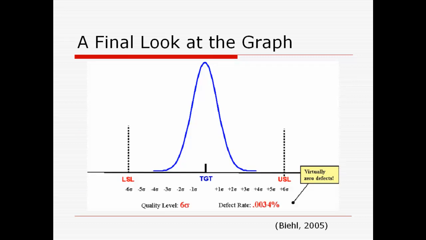Let's have a final look at that graph now. You see the target line is in the center of the graph. The LSL and the USL have been marked. The quality level is labeled at 6 sigma because plus or minus 6 sigma falls within the limits of the LSL to the USL. And the defect rate is 3.4 parts per million, or 0.0034%, virtually zero defects.